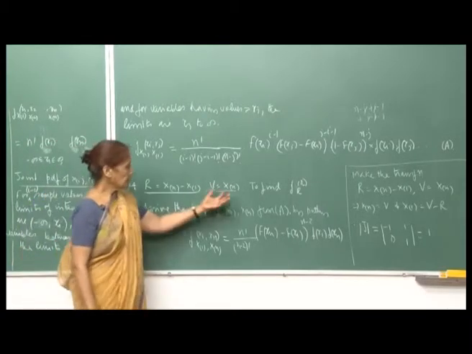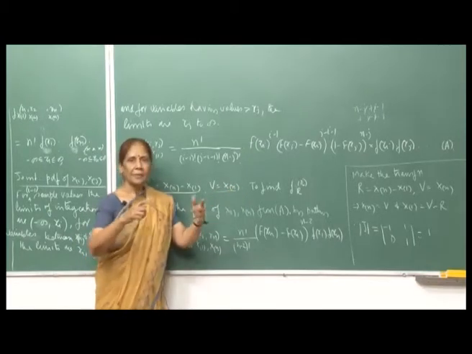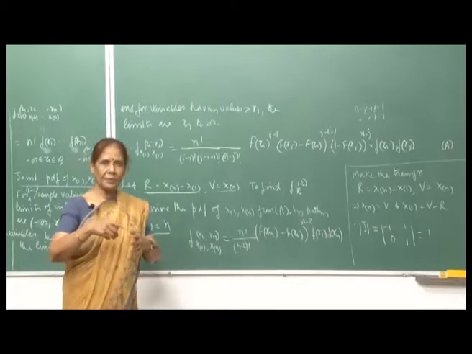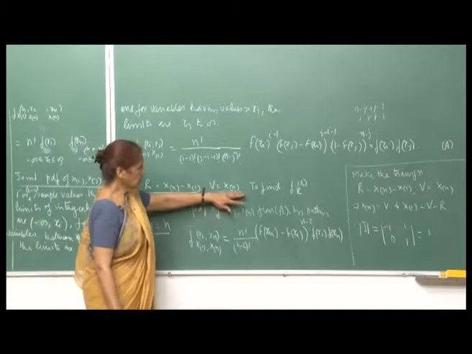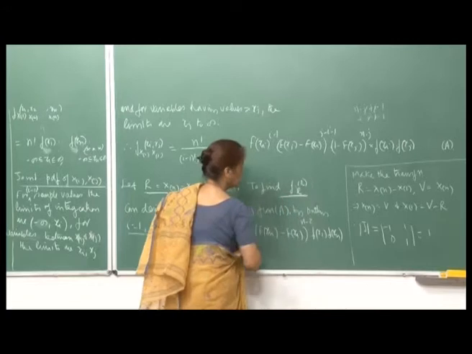So, the cumulative distribution function of x n will immediately come out to be F x raised to n, and then you differentiate. So, n times small f x into capital F x raised to n minus 1. So, here you can directly get this also. Anyway, so we have to find out the PDF of capital R.